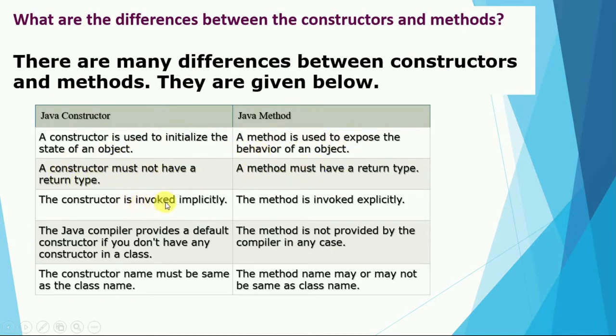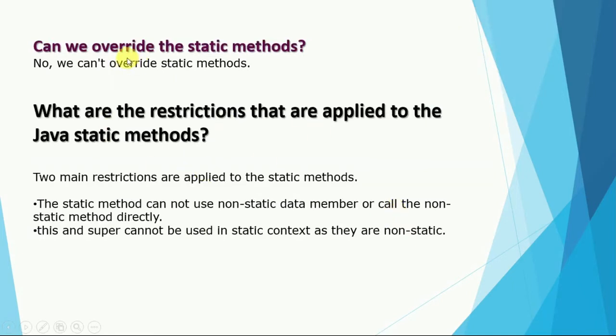A constructor is invoked implicitly and a method is called explicitly. The Java compiler provides a default constructor, but a method is not provided by the compiler. The constructor name should be the same as the class name, and the method name may or may not be the same. Okay, and next is, can we override the static method?